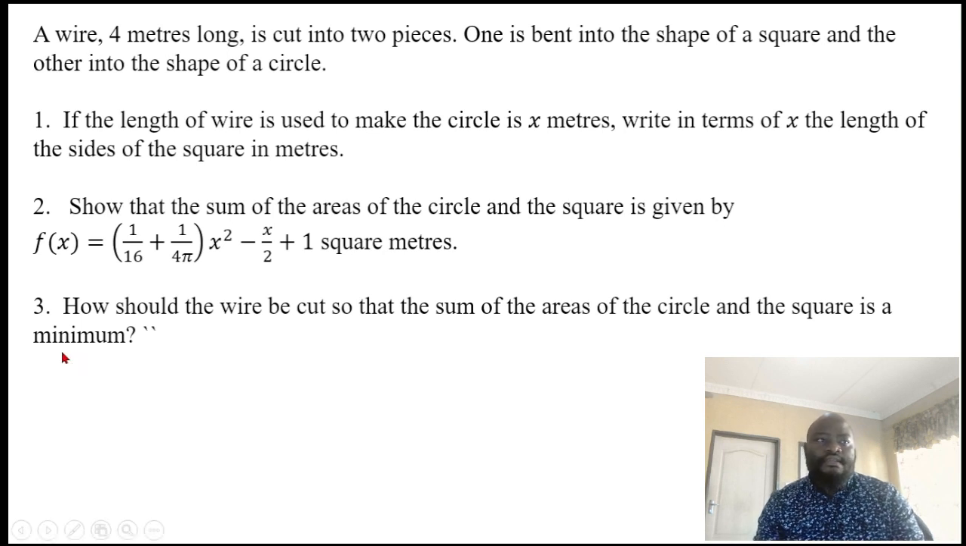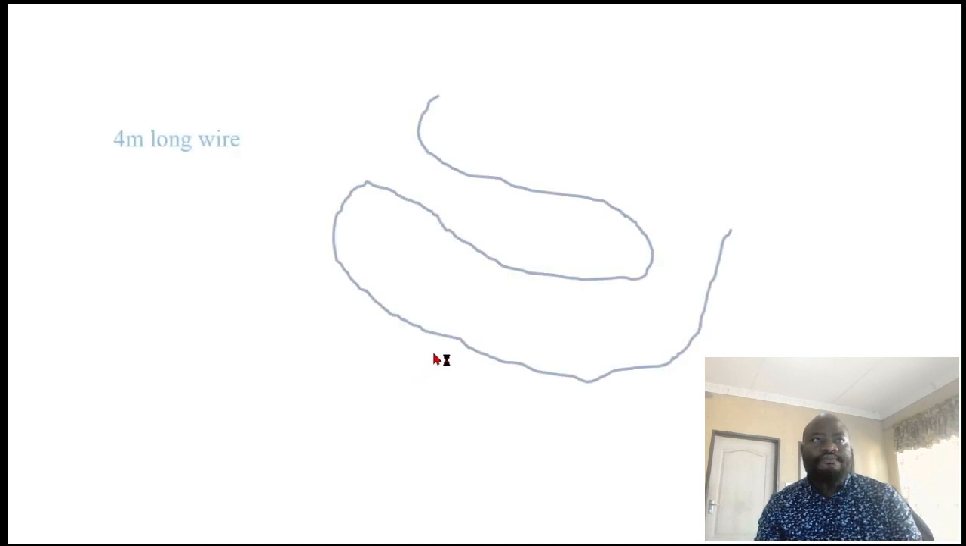So again, they want to find out how the wire should be cut, like how long must x be for the areas of the two shapes to be at a minimum. How should the wire be cut so that the sum of the areas of the circle and the square is minimum? Alright, so let's get right into it.